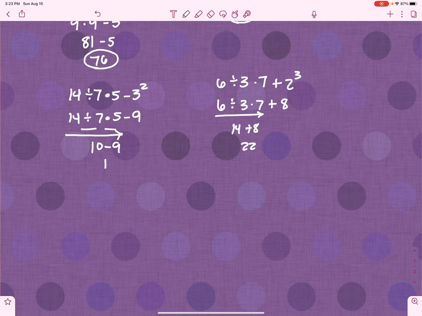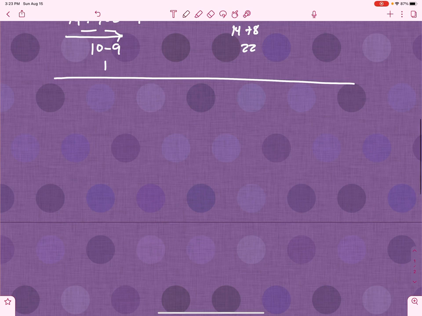All right, see, it's not horrible. Math is fun. All right, so let's try this one. 6 squared plus 3 times 7 minus 9. I'm going to take care of my exponent first. That's 36 plus 3 times 7 minus 9.